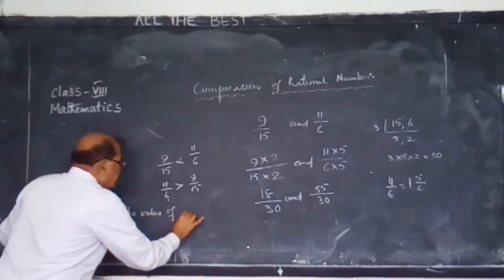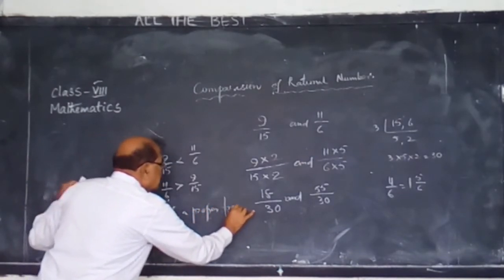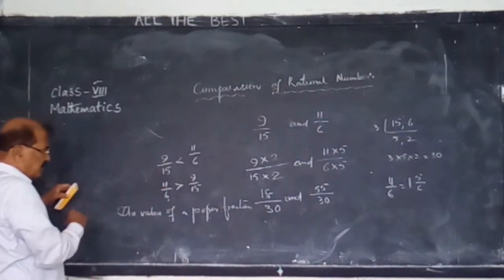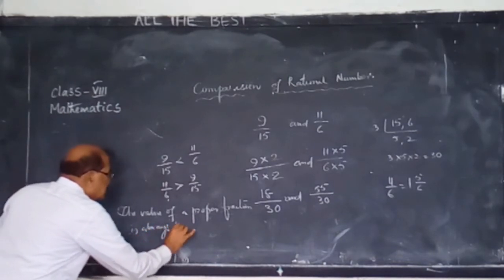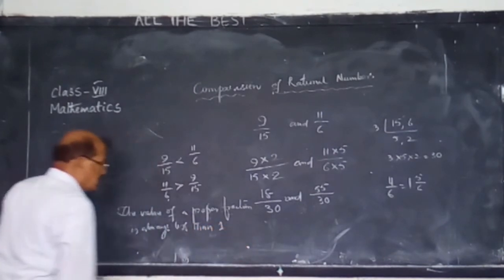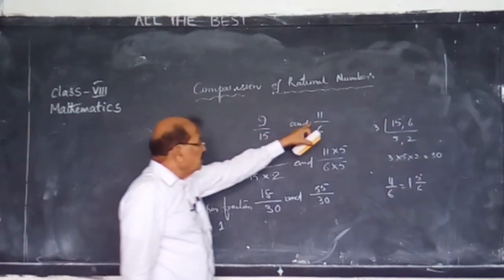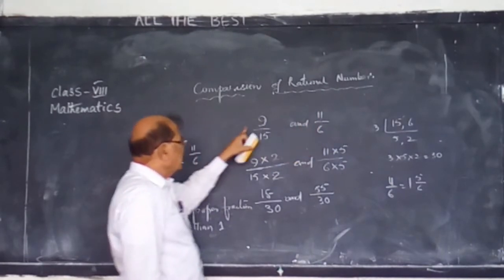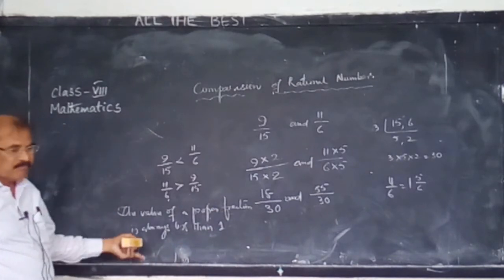So the value of a proper fraction, where the numerator is less than the denominator, is always less than 1. So 9 by 15 is less than 1. This is greater than 1, 1 by 6. So automatically this is greater than this. Directly you can say, instead of doing all this.